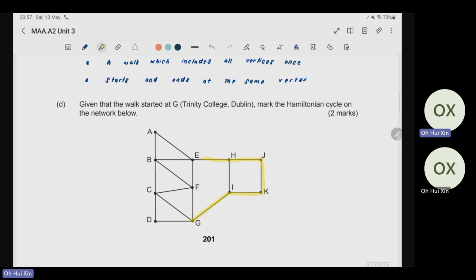Then, because you can only pass through all the edges once, there's no point going to F first, because later if you want to go to B to A, it will be difficult. So we go to A first, then go to B. If you move straight on to D, then later you cannot go to F. So that's why we go this way. Now you are able to include all the vertices and you start and end at G. So that's the answer for part D. All right, that's it for this question.